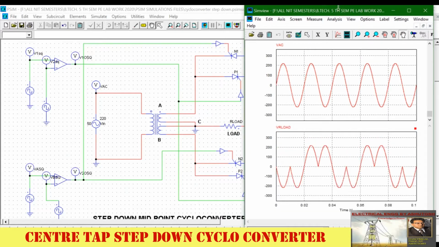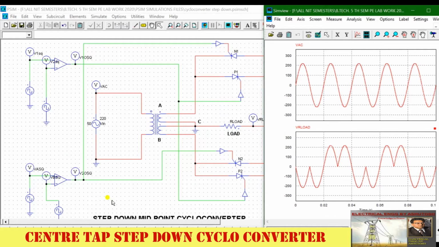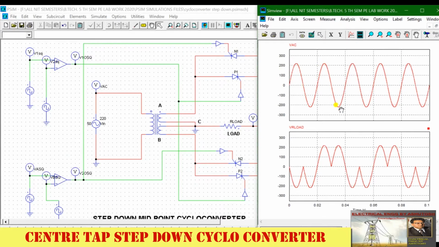At the right side you can see the waveforms we get from the output. This is a sinusoidal AC input of 50 Hz frequency. You can see here this is the sinusoidal input VAC, and this is the AC output, but at lower frequency. What happens in a step down cycloconverter? We are converting the frequency by 2. Okay, the output frequency is half.